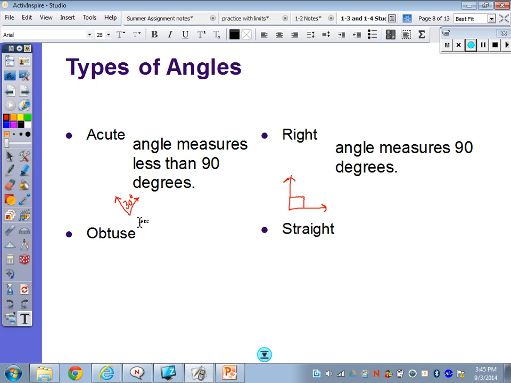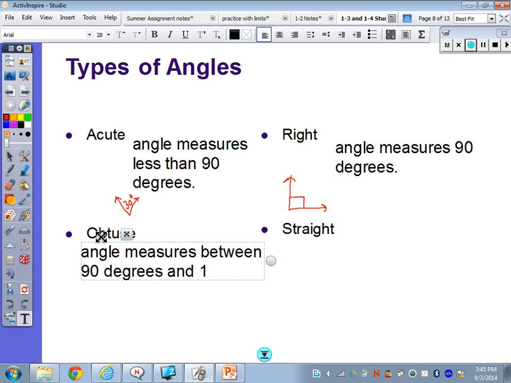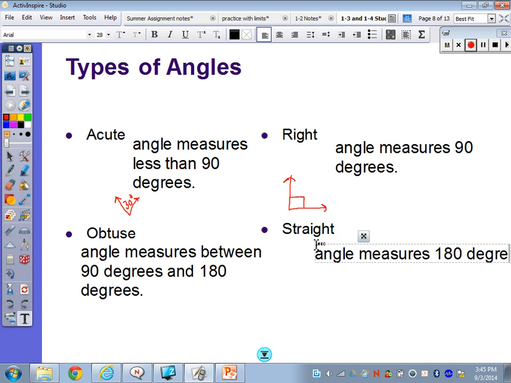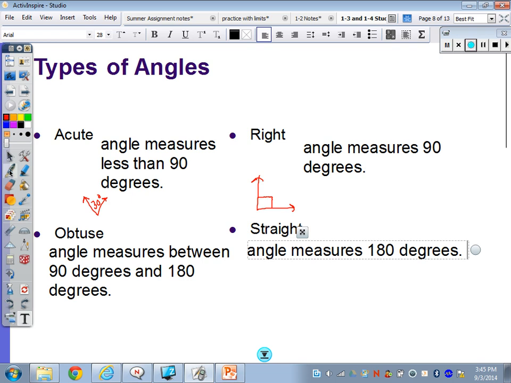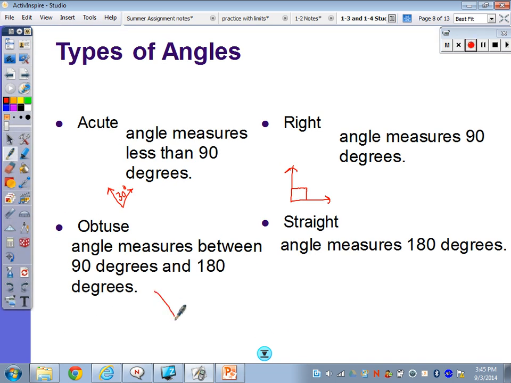An obtuse angle measures between 90 degrees and 180 degrees. And then a straight angle measures 180 degrees. So again, an obtuse angle looks bigger than 90, so an example would be like 130, and then a straight angle is 180 degrees.